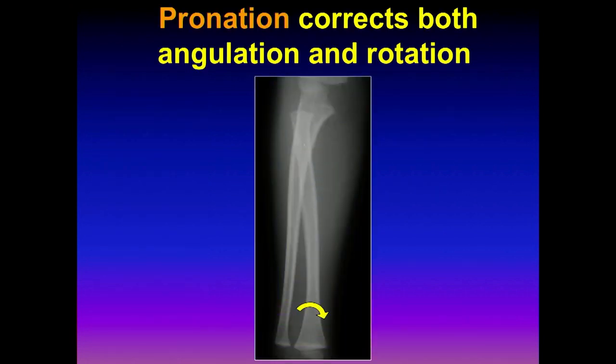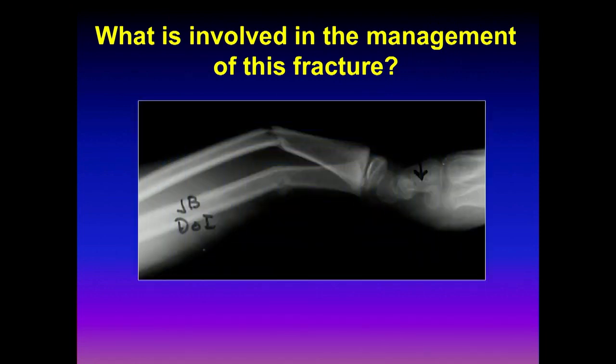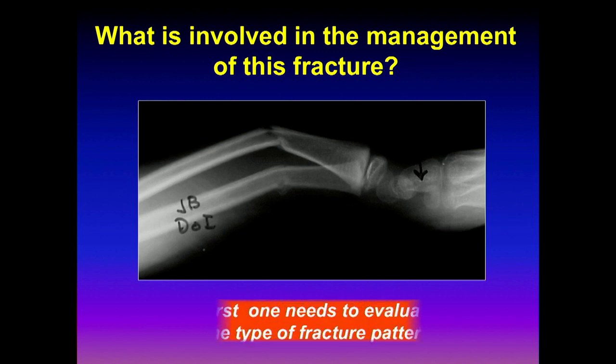Really, a lot of times if you correct the rotation, the angular deformity will spontaneously correct. And that's all that was needed in this one. They've just pronated it, and that corrected the angular deformity, as you can see here. Now, what about this one? This is your favorite. You just told me it was apex dorsal, and it's pronated. So how are you going to reduce this one? We should supinate that. That's exactly right.